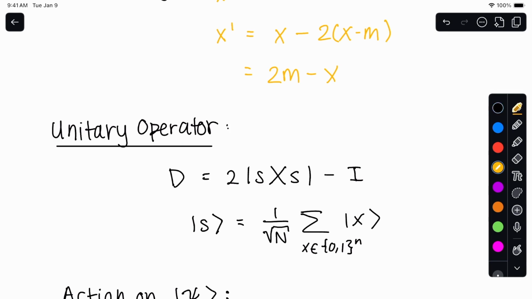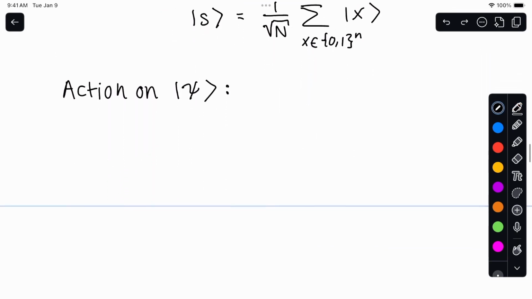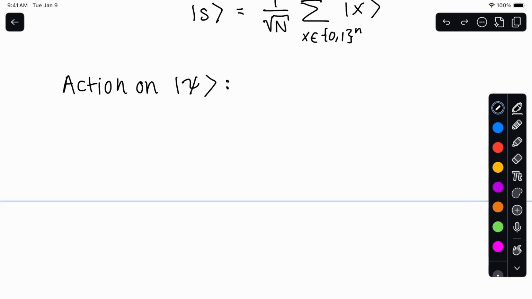It's going to be 2, and then this is the outer product of a state S minus the identity. And S is just the equal superposition state. So it's an equal linear superposition of all the bit strings of length n. We can think about the action of this operator on an arbitrary state psi.